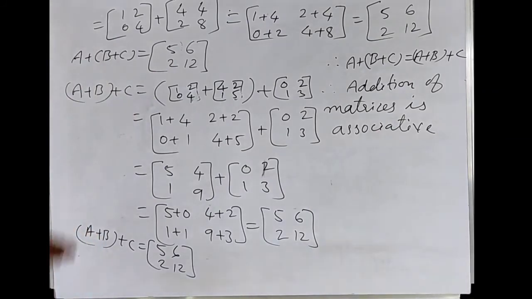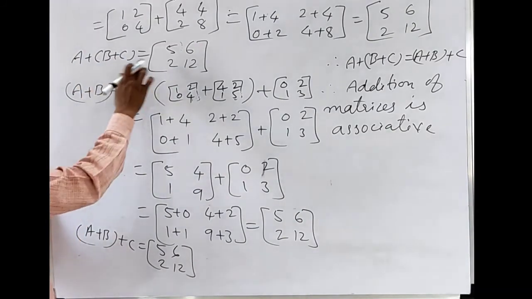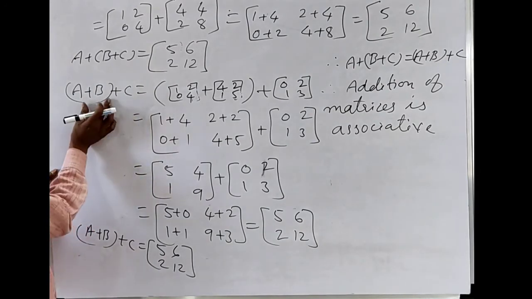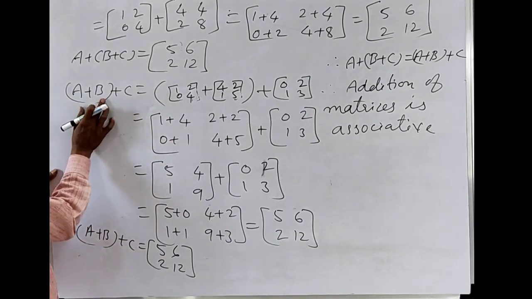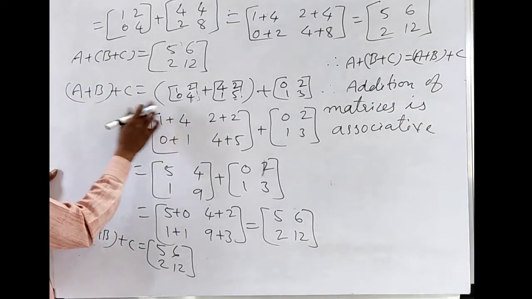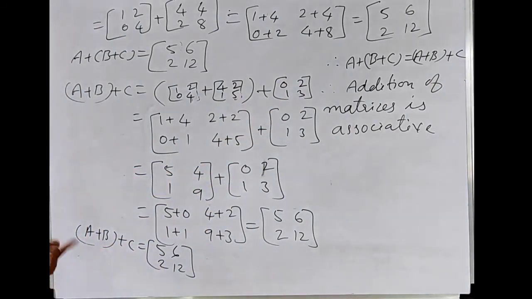So what have we done here? Here we first added B plus C, then added with A, and we got A plus (B plus C). And (A plus B) plus C means first of all add A matrix with B matrix, then after getting the answer we add with C. Like this we get the same value. (A plus B) plus C is equal to A plus (B plus C). That means we can conclude that addition of matrices is associative.